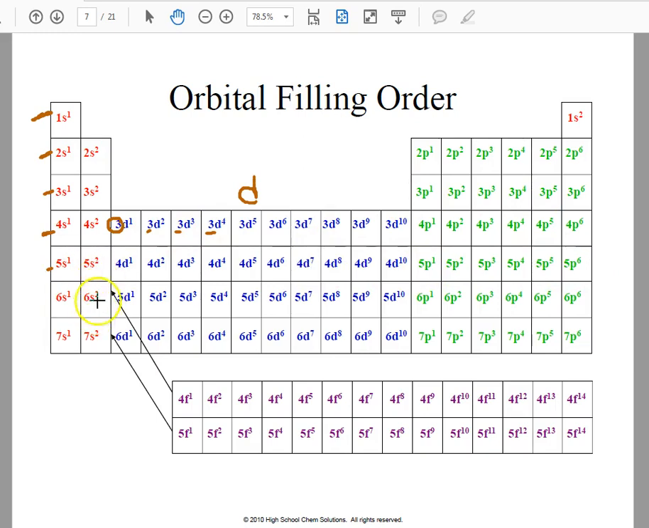Now something funky happens right here. If you look at your periodic table, between these two, the 6s and the 5d, we actually skip a bunch of numbers in terms of the atomic number. And that is because we need to go and add in this f sublevel, and it actually fits right there on the periodic table. The reason we don't see it on the periodic table is because it would make the periodic table really, really wide.